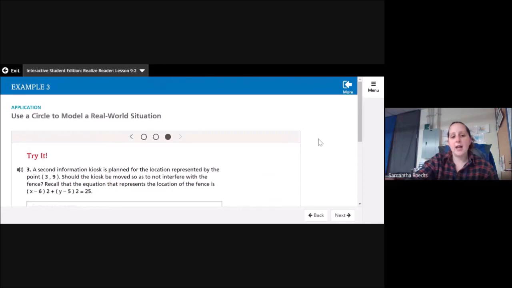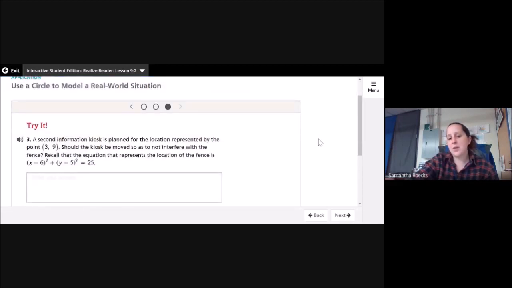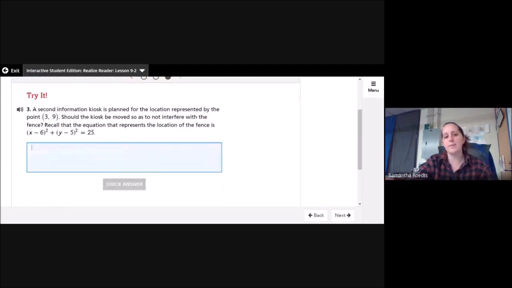All right, let's try it. A second information kiosk is planned for the location represented by the point (3, 9). Should the kiosk be moved so as to not interfere with the fence? Recall that the equation that represents the location of the fence is (x − 6)² + (y − 5)² = 25. So all I need to do is substitute in the values that I have for x and for y. So x is 3 and y is 9. And I want to see if it equals 25.